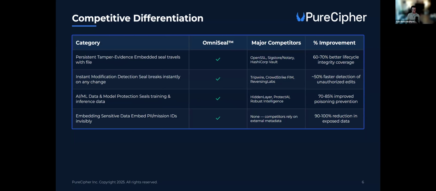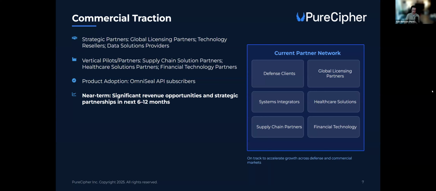When we compare OmniSeal to the current landscape, it closes gaps that existing tools simply can't reach. Most file integrity tools detect changes after tampering occurs. AI security platforms monitor the model, but oftentimes not the underlying data pipeline. And no competitor embeds the persistent seal inside the file that lives with it throughout its life cycle. That's why we demonstrate faster detection, stronger poisoning protection, and dramatically reduced data exposure. And we're already seeing very strong interest across both defense and commercial sectors.